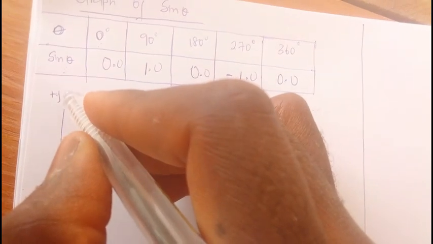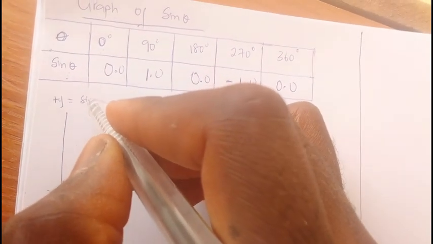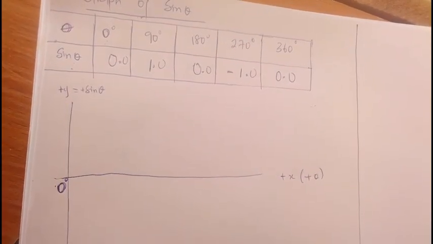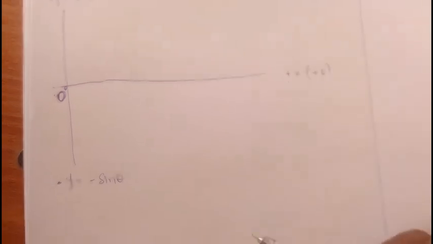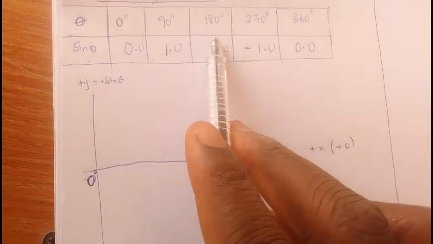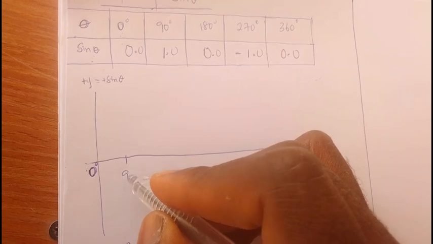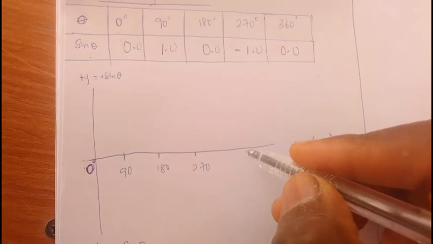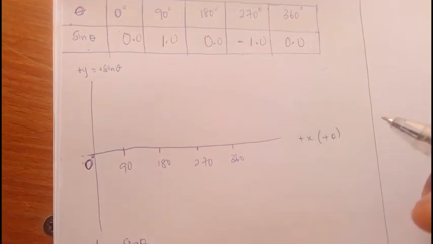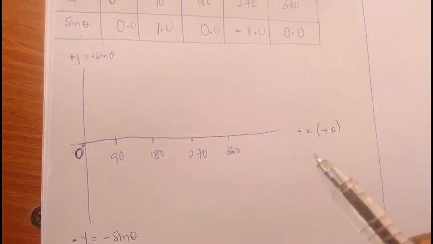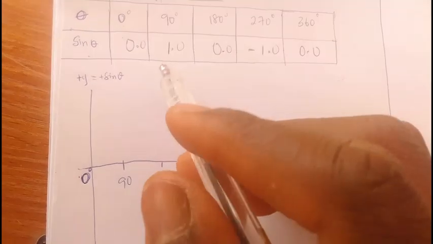This is my positive sine theta, and this is negative sine theta, if we want to represent it on our graph. Now, looking at the values of my x, I have 0, 90 degrees, 180 degrees, 270 degrees, 360 degrees, and so on. Now, for my y-axis, I have positive 0, 1, and 0 has no positive or negative, but anyhow.